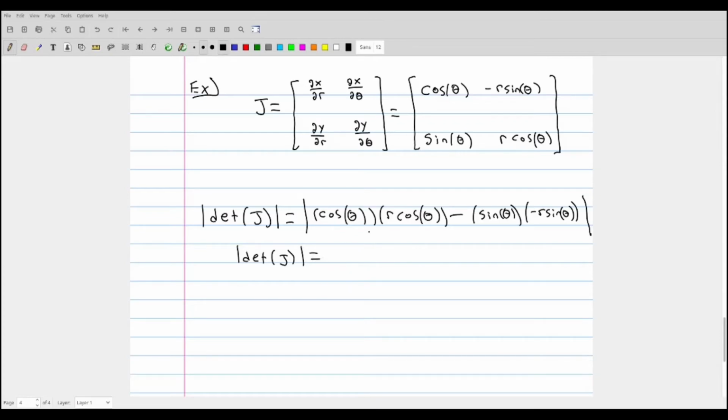Which can be directly simplified. You have an r common to both terms. So this is going to be the absolute value of r times cosine squared theta plus sine squared theta, and cosine squared theta plus sine squared theta is just equal to 1.